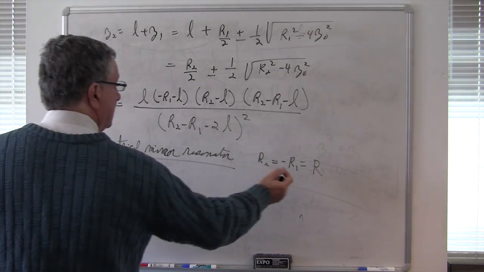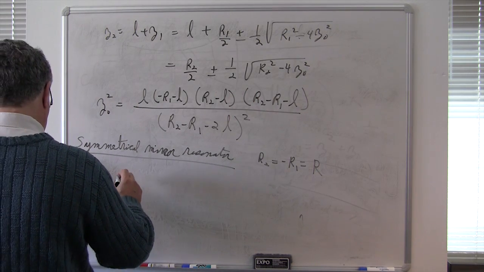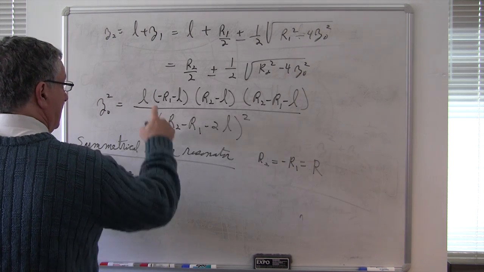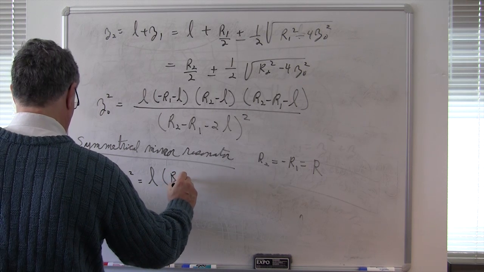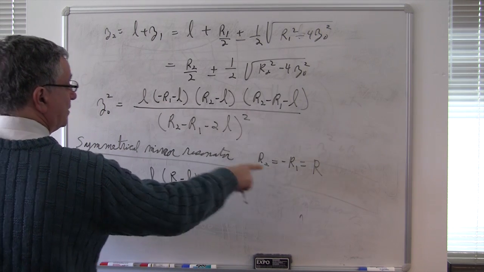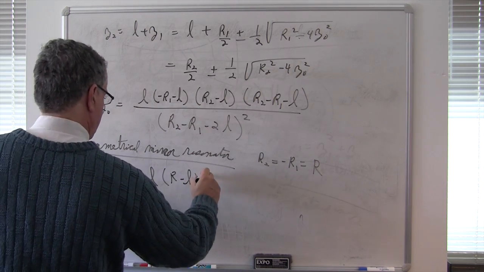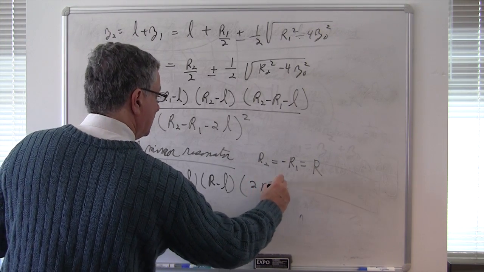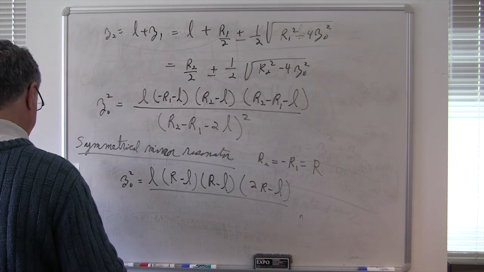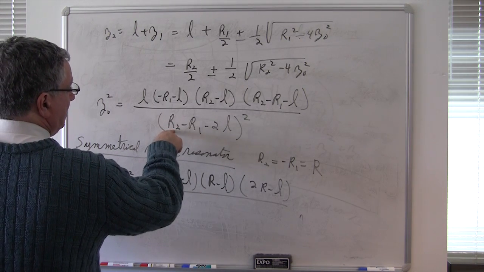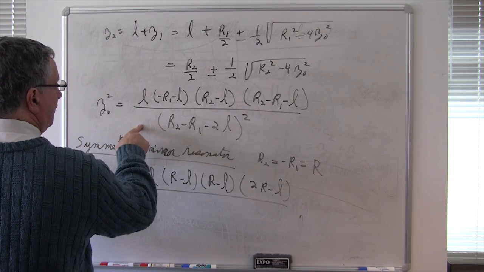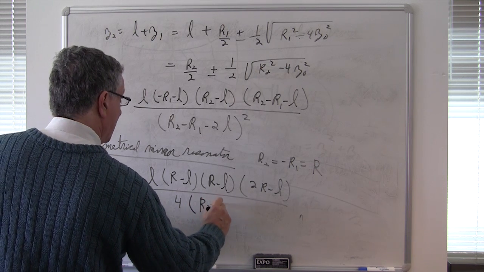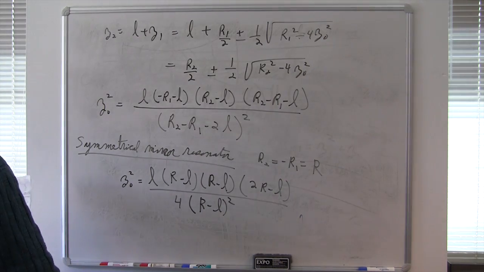So in that case, if you plug this into that expression, you're going to find out that Z0 squared is equal to L. If you do this, then you get R minus L, this term, because minus R1 is equal to R. Then the next term is R minus L. And this one is 2R minus L. Then divided by, here we get 2R minus 2L, so we factor the 2 out, so we get 4. And then we're left with R minus L squared. So that's what we get there.